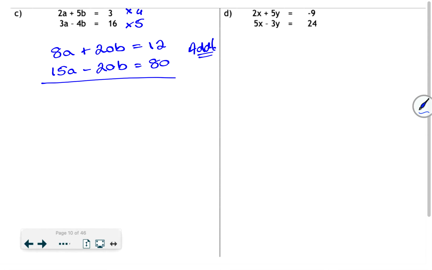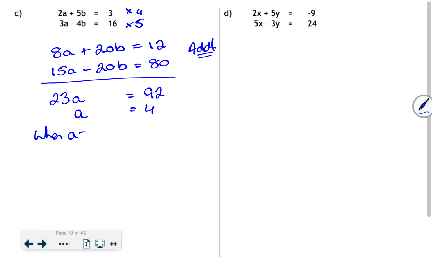So it's going to be 8 plus 15 gives me 23. So it's 23a is equal to 12 plus 80 gives me 92. So it's going to be a is equal to 92 divided by 23. So a has to be 4.